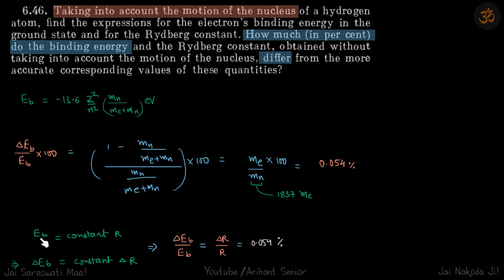Now binding energy we can write as some constant into Rydberg constant, which implies delta Eb is equal to that constant times delta R. So delta Eb by Eb is equal to delta R by R. We have already calculated that. So delta R by R in percentage is also the same, 0.054%. So these are our answers. All right.